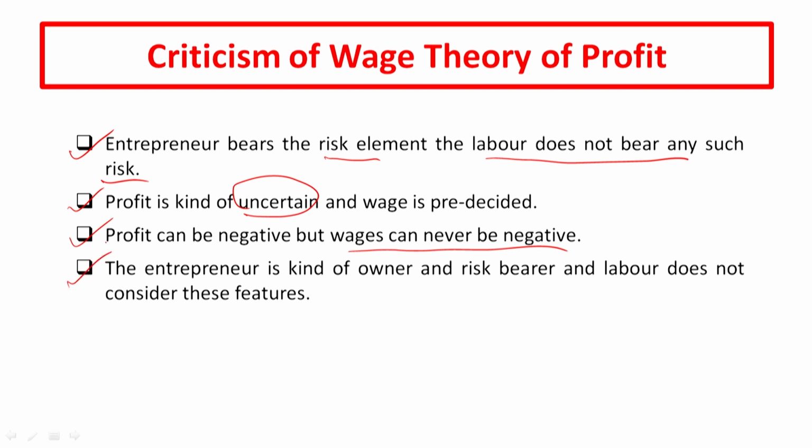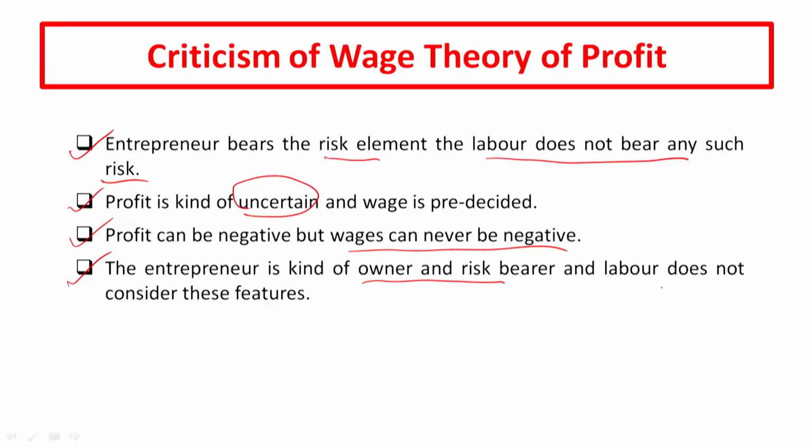And the fourth criticism is that the entrepreneur is a kind of owner for the firm and risk bearer, which means the entrepreneur is the supreme person of the firm who is involved in the decision making and is a kind of owner for the firm. He bears the risk. On the other hand, the labor does not consider these features. He is just part of productive activities, and after that he leaves the firm. So these are four important criticisms of wage theory of profit.